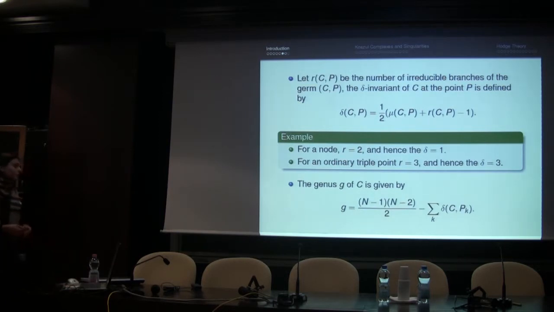Another invariant of curves would be the genus of the curve, which is given by n minus 1 times n minus 2 divided by 2, minus the sum of all the delta invariants at the singularities. So I repeat, n is the degree of the function f.